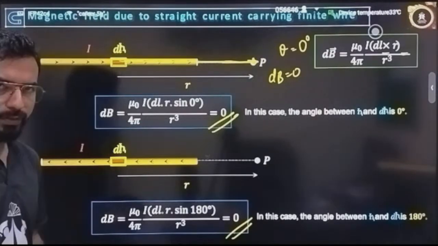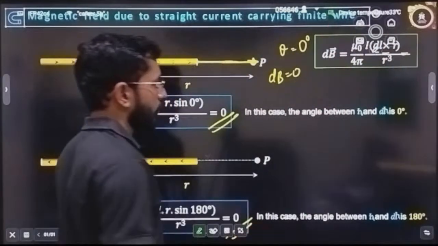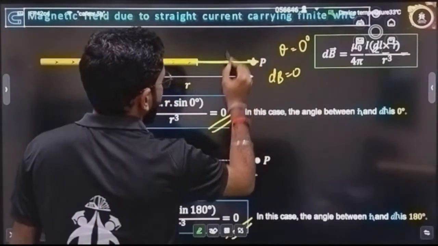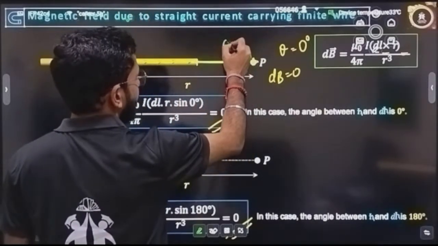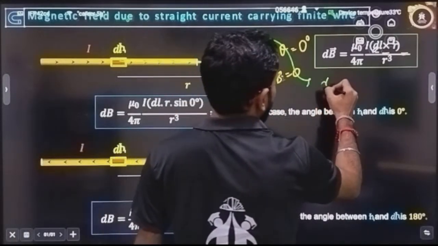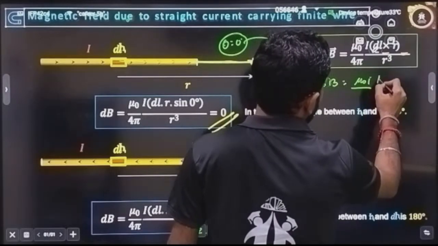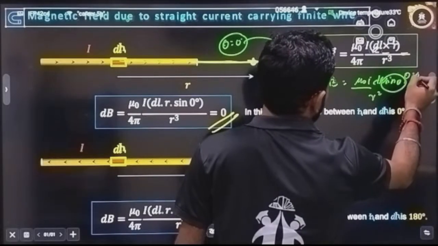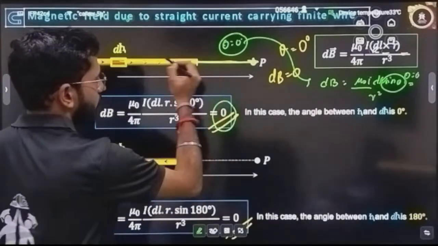Now there are some different kinds of cases that you will be getting. Let's suppose the point is coming on the line only. Let's suppose this is the point. Initially we calculated for this kind of position, but now I am getting the point on the line. What will I say about theta? Theta will be equal to 0. If theta is equal to 0, put it into Biot-Savart's law. What is Biot-Savart's law? Mu naught I dl sine theta divided by 4 pi r square. When sine theta is equal to sine 0, which is 0, can I say dB will also become 0?